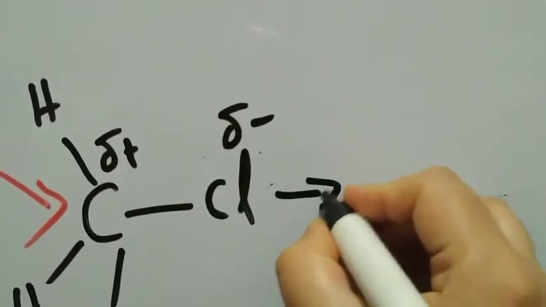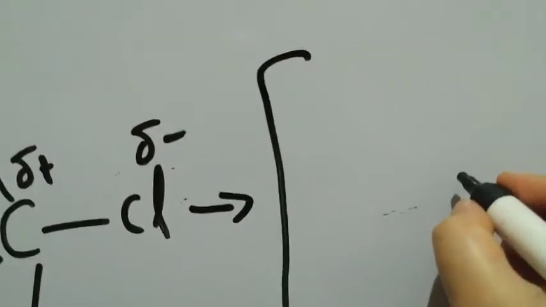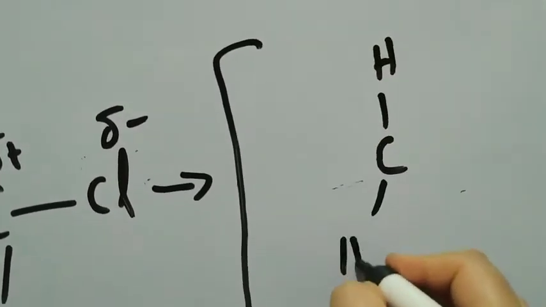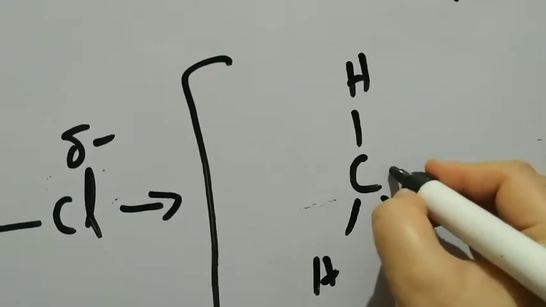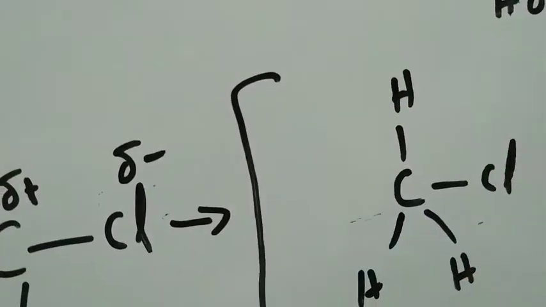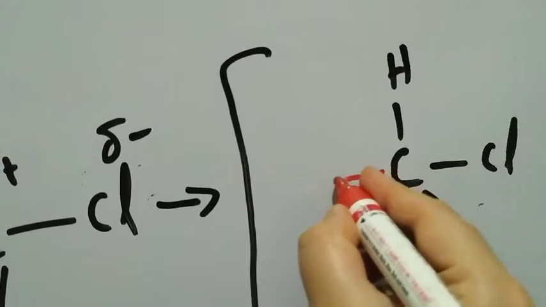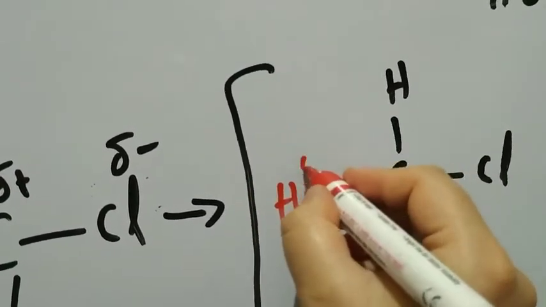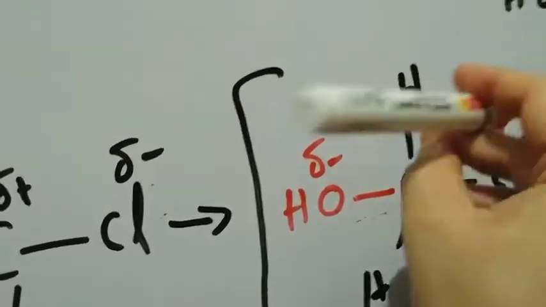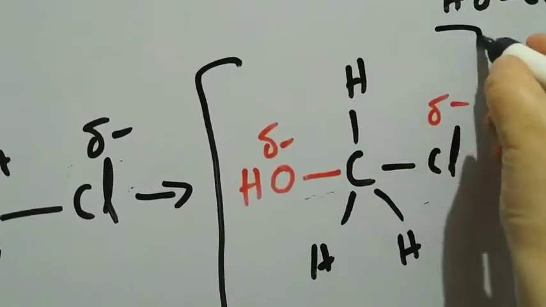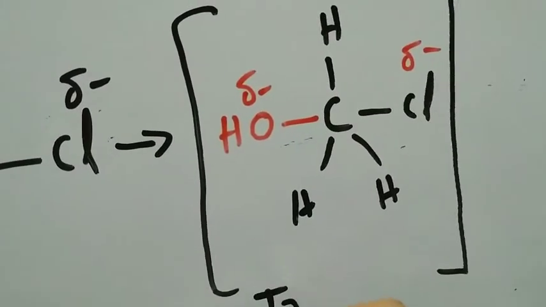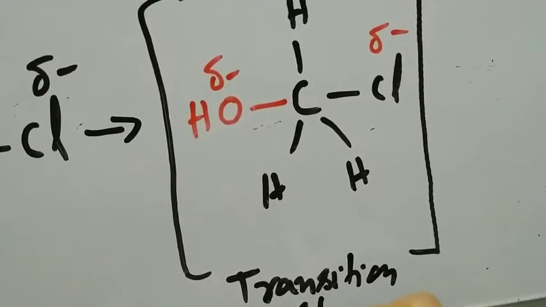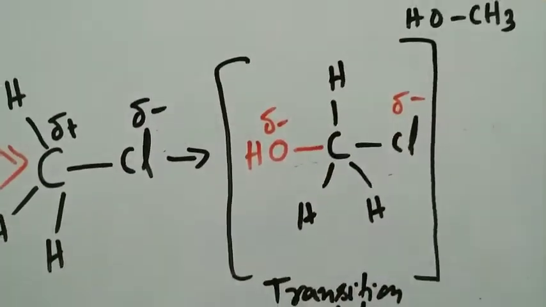The next step we get is a transition state. What is this transition state? This is our carbon atom, this is one hydrogen, this is another hydrogen, this is another hydrogen. It is still linked to Cl, but at the same point of time it is simultaneously linked to OH also. There's a delta negative charge on this, there's a delta negative charge on this, and this state is called the transition state, right? There's a difference between a transition state and an intermediate. I'll tell you what that difference is.